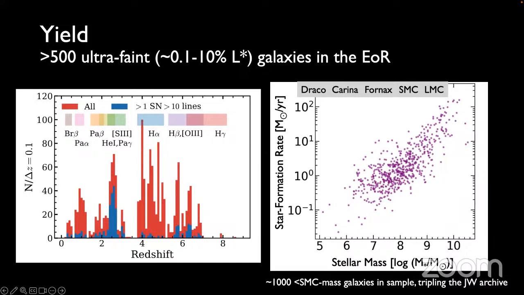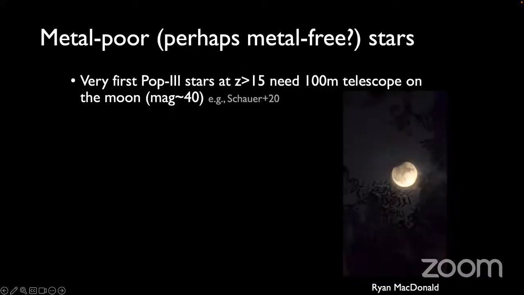One of the main goals of this survey was to find extremely metal-poor and perhaps metal-free stars. This is one of the most fundamental quests of astronomy, to try and find Pop III stars, metal-free stars, some of the first generations of stars. A few years ago, Hubble fellow Anna Schauer put out this really amazing paper where she showed that, to find the very first Pop III stars that are forming right after the Big Bang, we would need telescopes as enormous as 100 meters, and you would need to put them on the moon, as pictured here in the picture we took in Kodiak day before yesterday. So there was a lot of pessimism about this particular question.